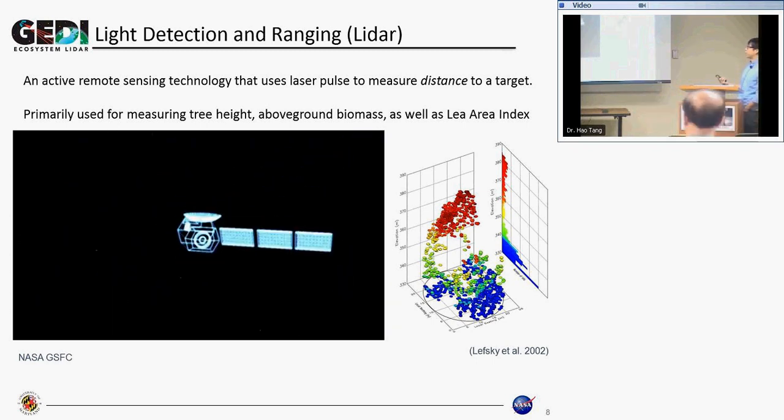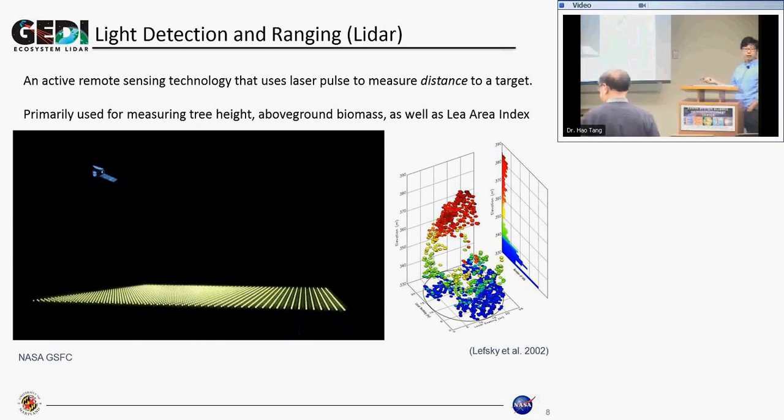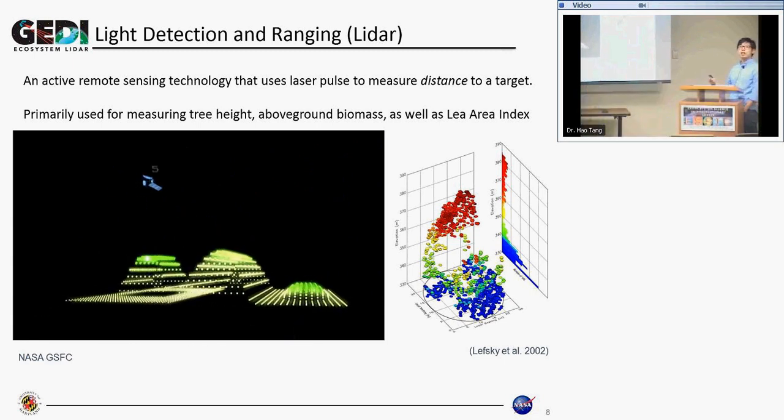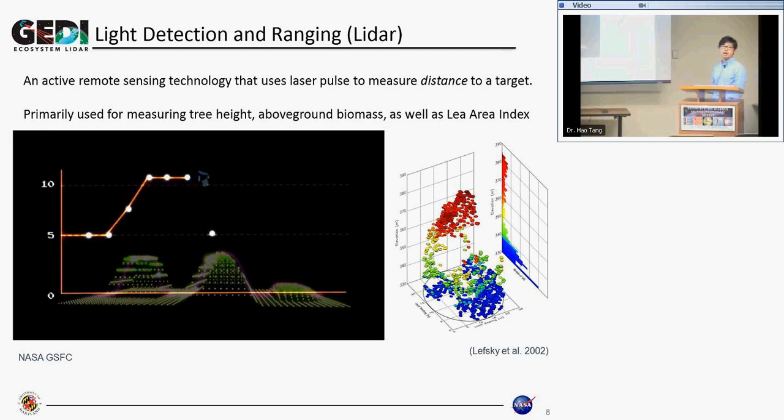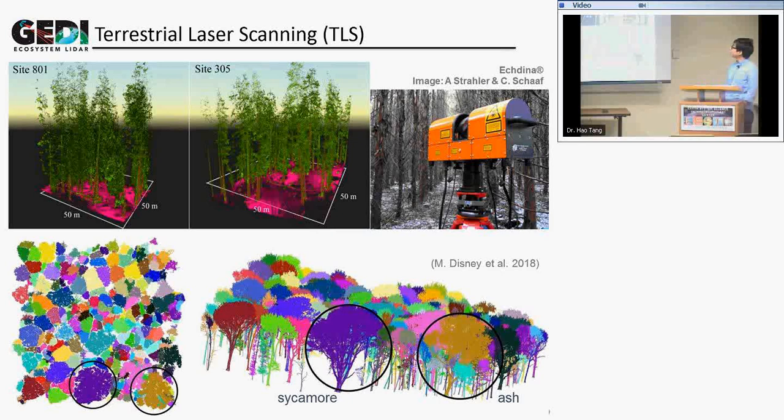Before introducing the spaceborne LiDAR, I would like to give a quick tour about the more easy-to-use LiDAR tools, notably terrestrial LiDAR and the airborne LiDAR. Terrestrial LiDAR, usually we call it TLS. This is ground LiDAR based, and you put it in the forest plot, it scans, and it can really recreate the forest structure in higher detail.